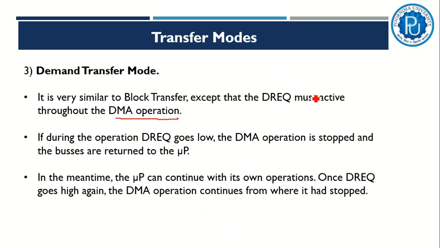But in the demand transfer mode, the data request must be active throughout the DMA operation. That means at every time you have to keep the data request at 1. So this is similar to the block transfer, but with only one change, that this will be equal to 1. If during the operation data request goes low, that is, it becomes 0, the DMA operation will be stopped and the buses are returned to the microprocessor. This is the difference between the block mode and the demand transfer mode.